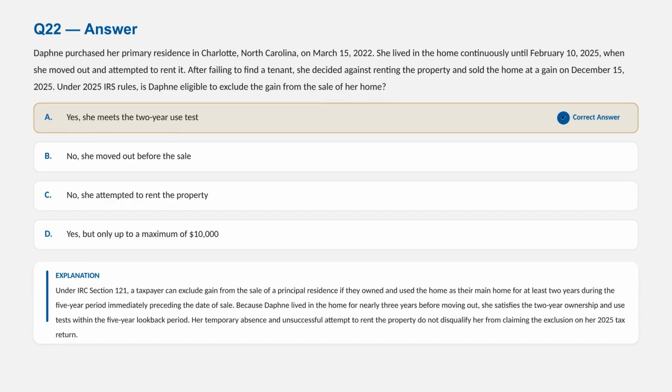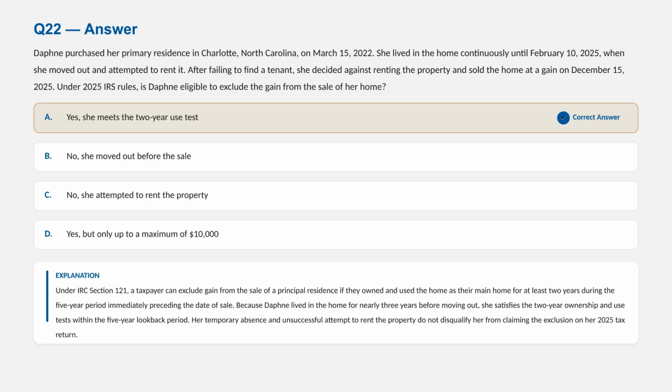The correct answer is A. Yes, she meets the 2-year use test. Under IRC Section 121, a taxpayer can exclude gain from the sale of a principal residence if they owned and used the home as their main home for at least 2 years during the 5-year period immediately preceding the date of sale. Because Daphne lived in the home for nearly 3 years before moving out, she satisfies the 2-year ownership and use tests within the 5-year look back period.